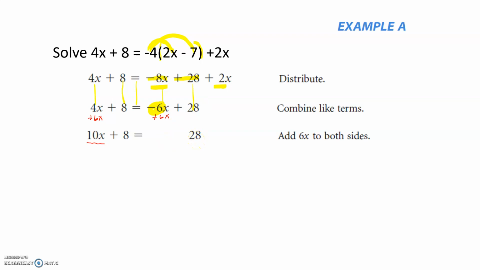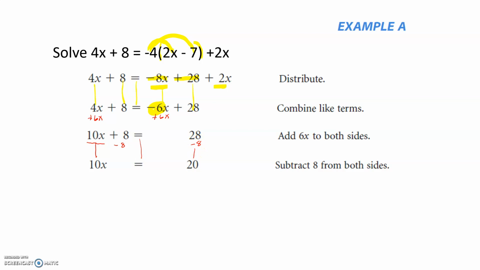Now my job is to get x alone, and right now I have a problem because my x has a 10 in front of it, and it also has a plus 8 after it. The fourth step says get rid of any numbers on the side with that letter, and you get rid of them by adding or subtracting. So I'm going to subtract 8 from this side and subtract 8 from that side. So when I subtract 8 from both sides, 10x comes down, 8 minus 8 is gone, the equal sign comes down, and 28 minus 8 is 20.